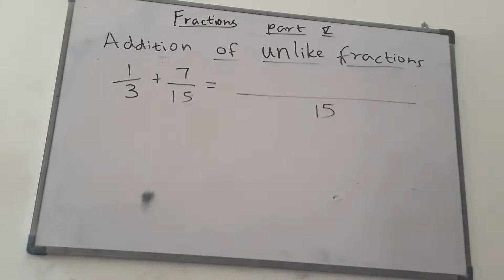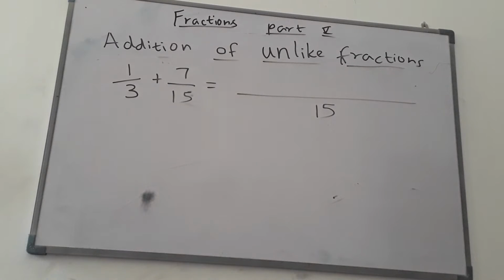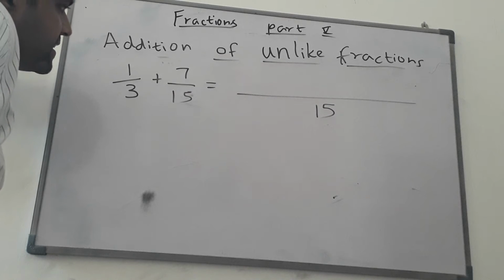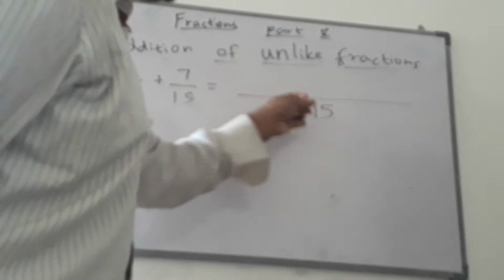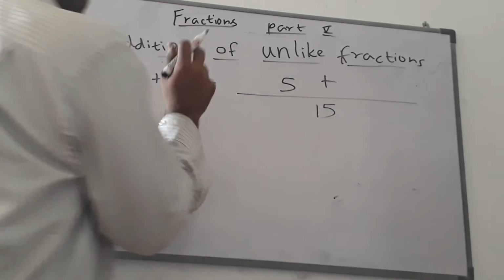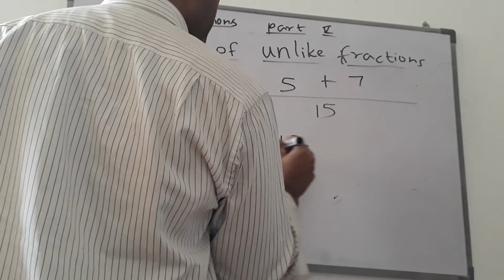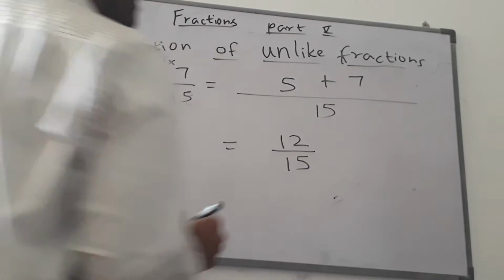Okay, now we have to check how many 3's are there in 15. How many 3's? 3 times 5 is 15. Now we have to multiply 5 by the numerator. 5 times 1 is 5 plus how many 15's in 15? 1. 1 times 7 is 7. So 5 and 7 together, 12. 12 out of 15 is the answer.